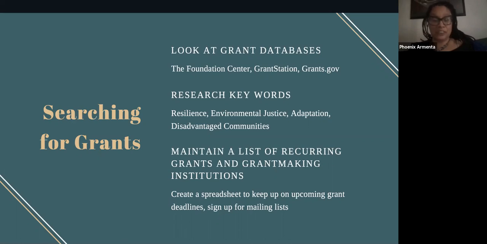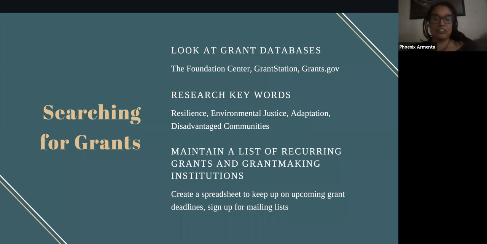If you just want to do an internet search, you can research keywords, and there are key buzzwords that are going around in the grant making space right now. Words like resilience, environmental justice, adaptation, disadvantaged communities can help you to really find the grants that you're looking for in the field.